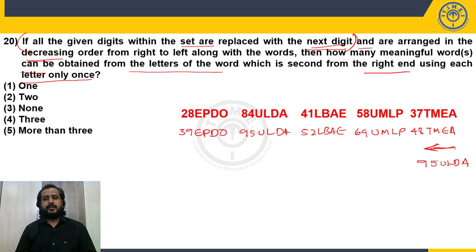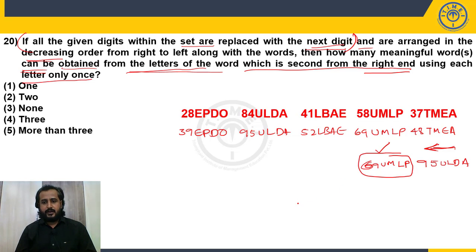I am writing in detail, but it is not required to write anything. Just write the numbers and then you can attach the words finally. Okay. Next 69 UMLP. Actually till here it is required because what is our given question? Then how many meaningful words can be obtained from the letters of the word which is second from the right end? What is the second from the right end now here? 59, 69. So this is enough. And using each letter only once. What is the given word? UMLP.